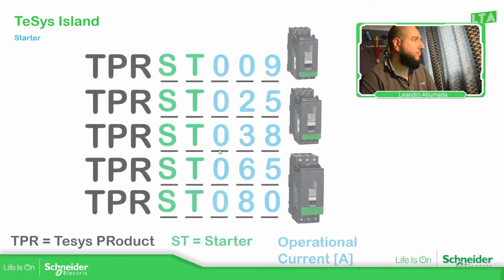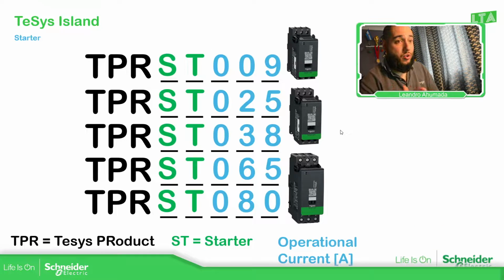That's why I'm going to show you in SoMove all the different potentials that we have. For this starter, we have 5 references, as you can see here on the screen. Depending on the reference and of course the operational current, we have different frames. I like to think that TPR stands for TeSys product, ST is for starter, and the 3 digits are for the operational current. Depending on the operational current, we have different frames for the starter.